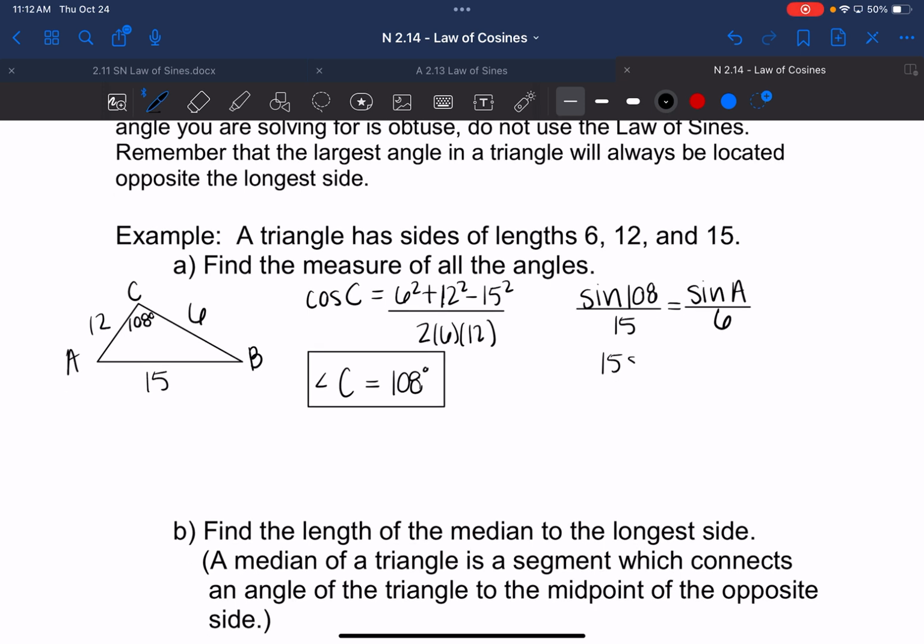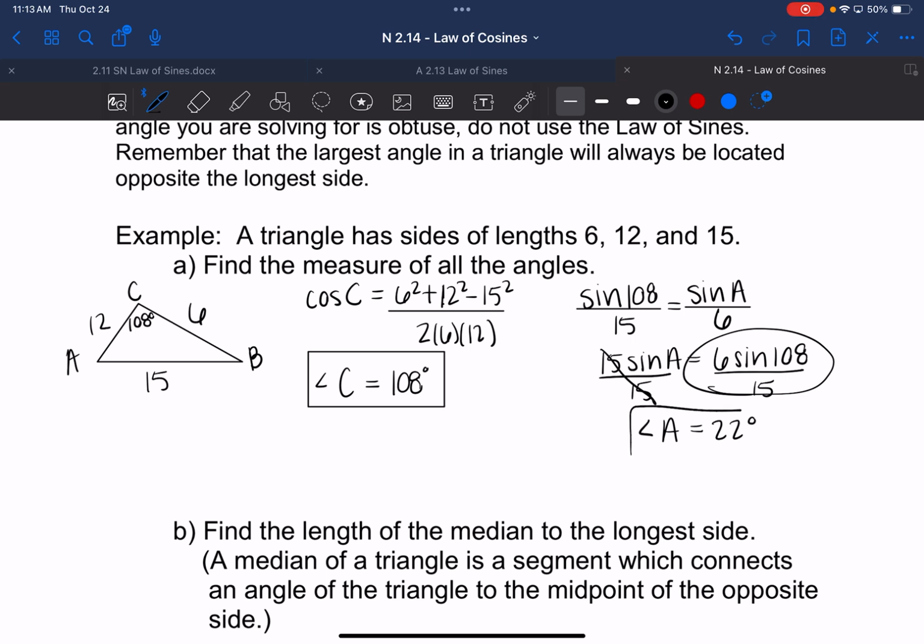So I've got 15 sine of A equals 6 sine of 108. And how do I get rid of the 15? Divide. So I'm going to divide both sides by 15. And how do we get rid of sine? Inverse. So I'm going to take sine's inverse of this piece over here. What are we going to get for angle A? So angle A is 22 degrees.